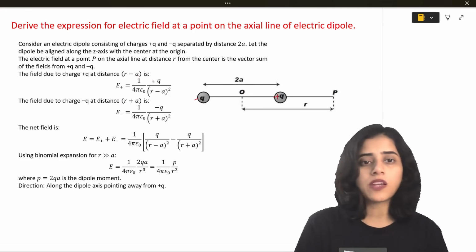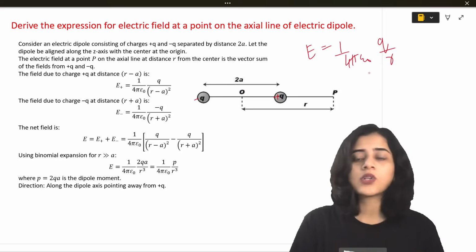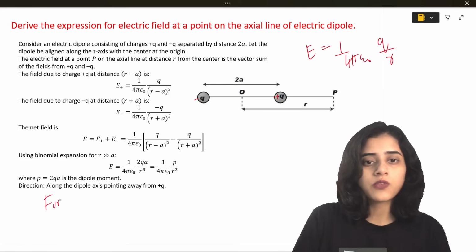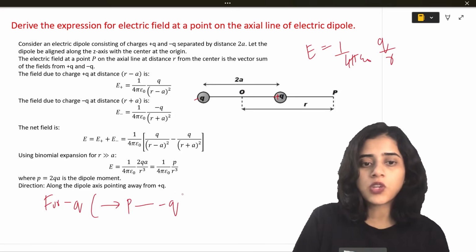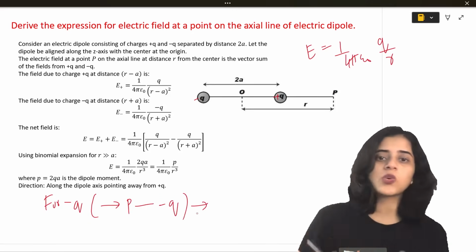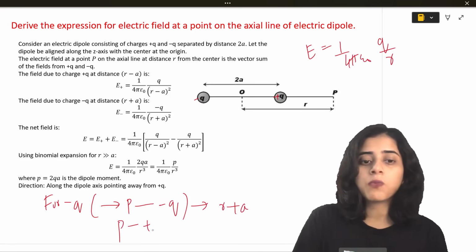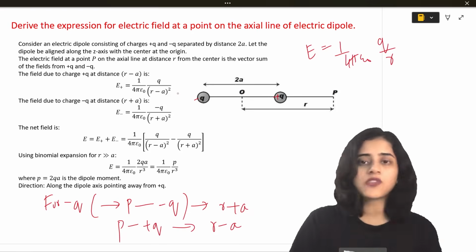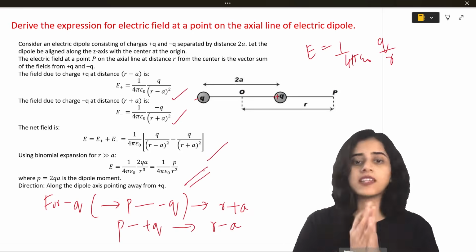So generally E is what? E is 1 by 4 pi epsilon 0 q by r squared, where r is the distance between the point and the charge. Here, for minus q, what is the distance between point P and minus q? Point P to minus q, the distance is r plus a. For P to plus q, the distance is how much? P to plus q is r minus a. So I just have to substitute r as r plus a and r minus a, and then add the two, you will get the final answer.